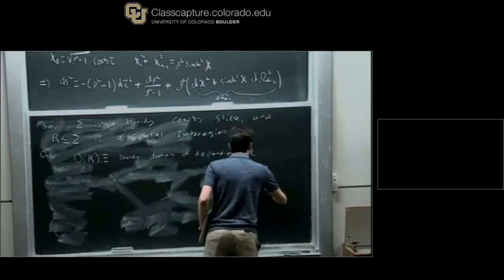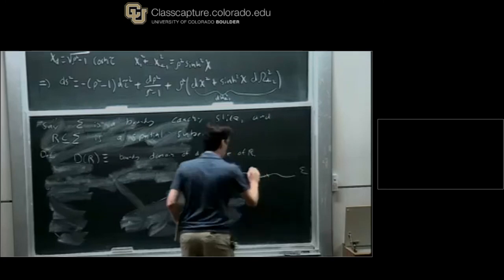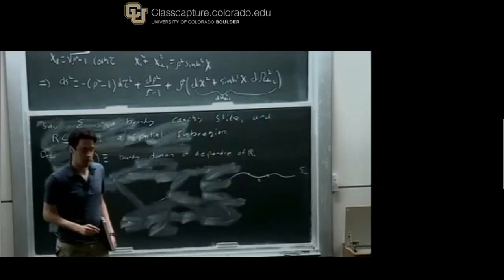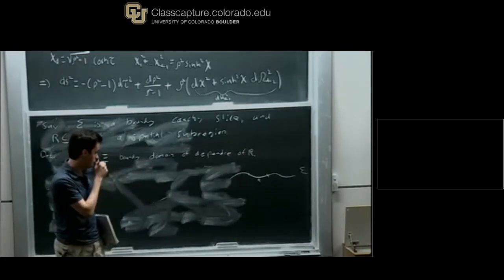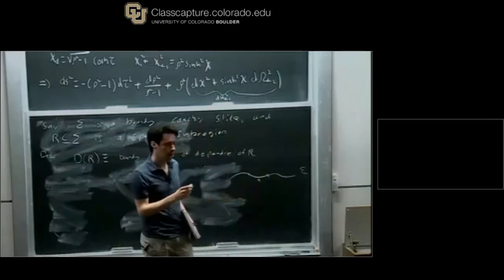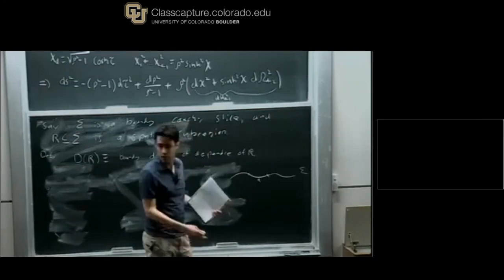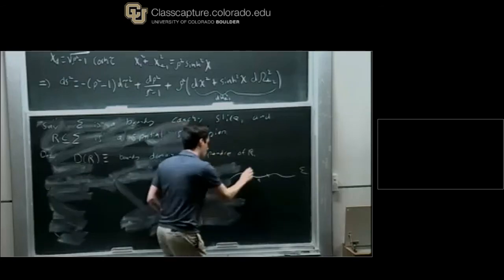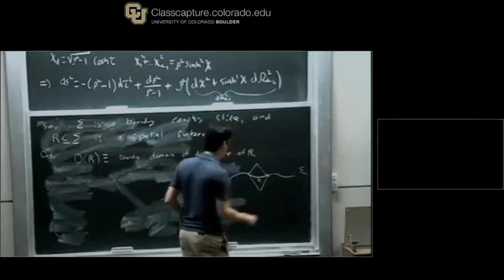Let me draw a picture. So here's sigma, and here's R. So the domain of dependence is defined as the set of points in the space-time. So here, the space-time being the boundary, such that every time-like curve which passes through a point in that region, if you extend it in a time-like manner, it must also pass through R. So it looks like this. It's actually this diamond that I was drawing before.